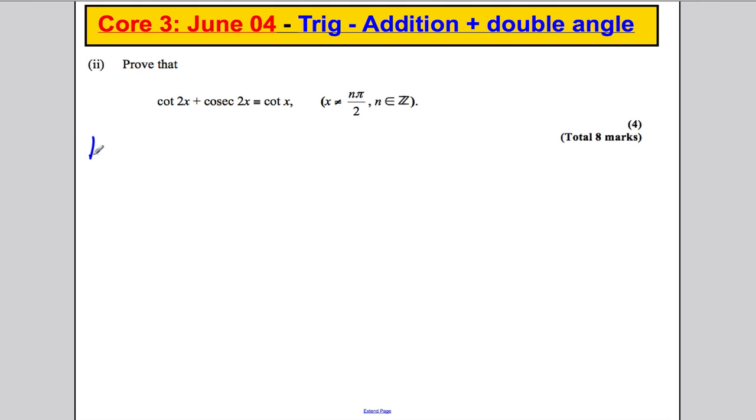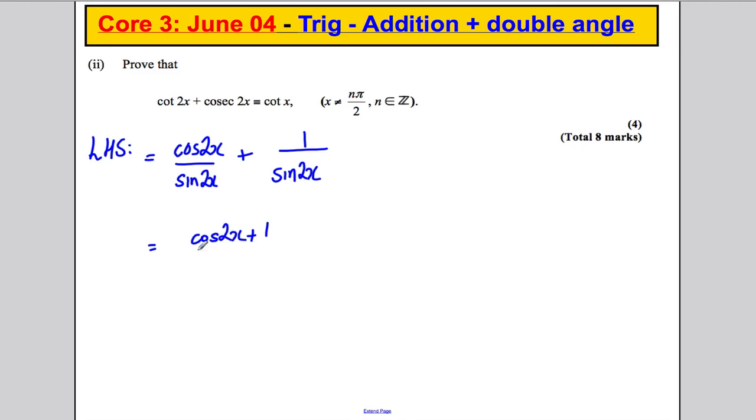Okay, let's maybe just start off with the left hand side. What's cot 2x mean? Cot 2x is cos 2x over sine 2x. What's cosec 2x? Well, cosec 2x is 1 over sine 2x. Okay, we can add these because the denominators are the same. So that's cos 2x plus 1 all over sine 2x. Okay, now could we write cos 2x in any helpful form? Well, we could write cos 2x as 2 cos squared x subtract 1.